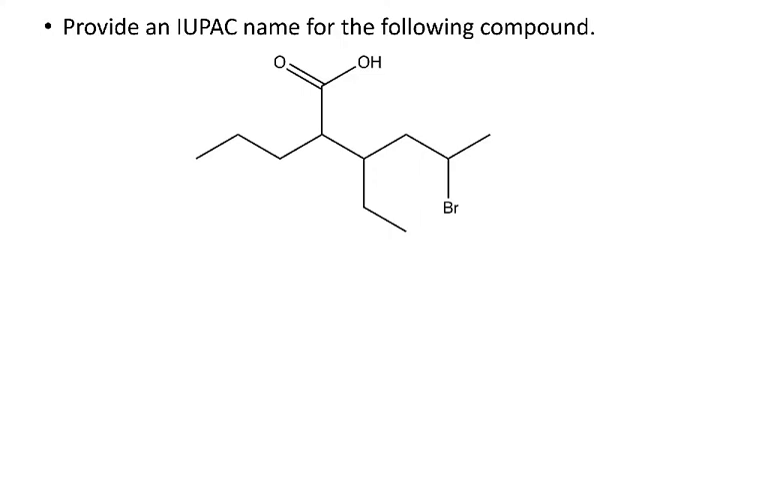So let's finish off the video with a couple examples. We want to provide an IUPAC name for the following compound. So generally I like to identify the highest priority group. So I have a bromine and I have alkyl groups. Those don't get any particular priority. The carboxylic acid gets the highest priority.